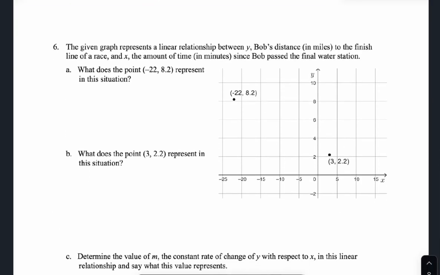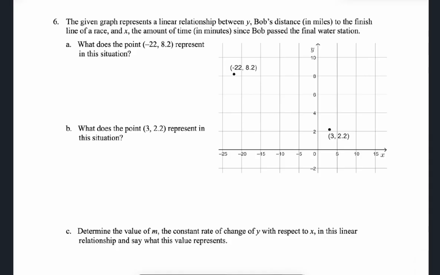Okay. So now what it says in number 6 is we have Bob's distance in miles from the finish line of the race, and x is the amount of time in minutes. So it's not a bad idea to make yourself a little summary of what they told you, that our x's are minutes and our y's are miles. What does the point (-22, 8.2) represent? So that's why summarizing it like that on your paper is really helpful.